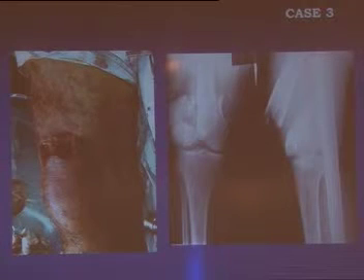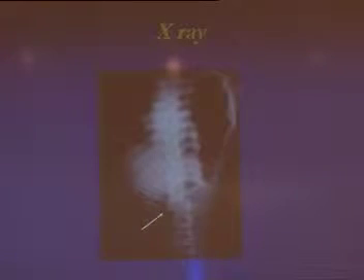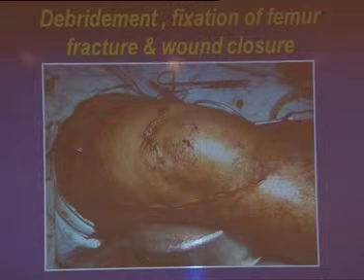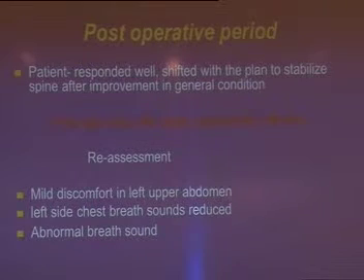And this is the third case where the patient met with a road traffic accident and sustained a grade 3 open femur fracture and also an unstable spine fracture. Initially he was debrided, fixation of the femur was done and the wound was closed, and later the patient was shifted to the post-operative ward, planning to stabilize the spine after improvement in the general condition.